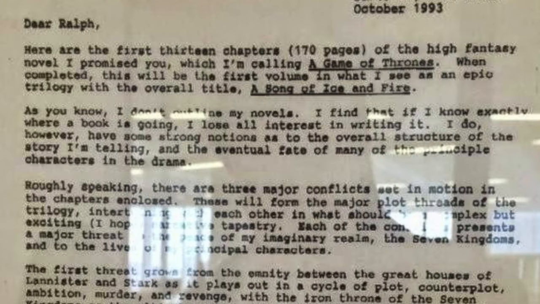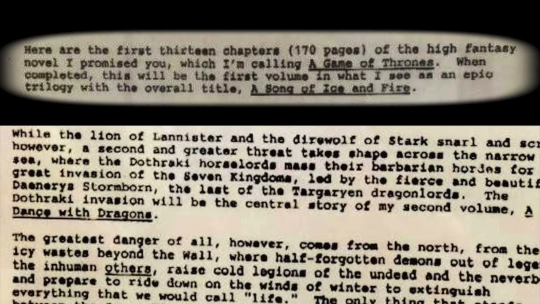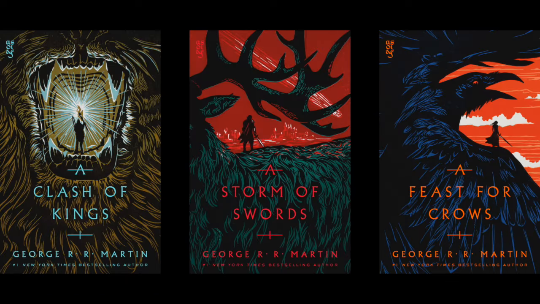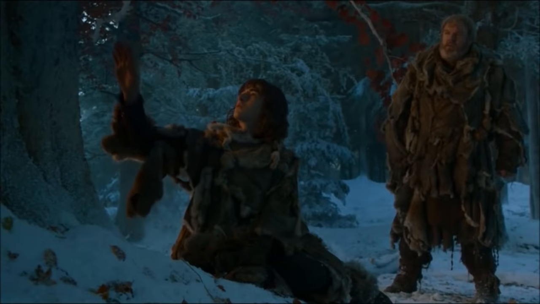Whilst writing this first book, Martin originally intended it to be the first of 3 novels, of which A Dance with Dragons would be the second. But the plot expanded and sprawled into 3 extra novels dealing with the War of the Five Kings and its aftermath, and this saw Bran's journey north of the Wall move at a slow, pondering pace.